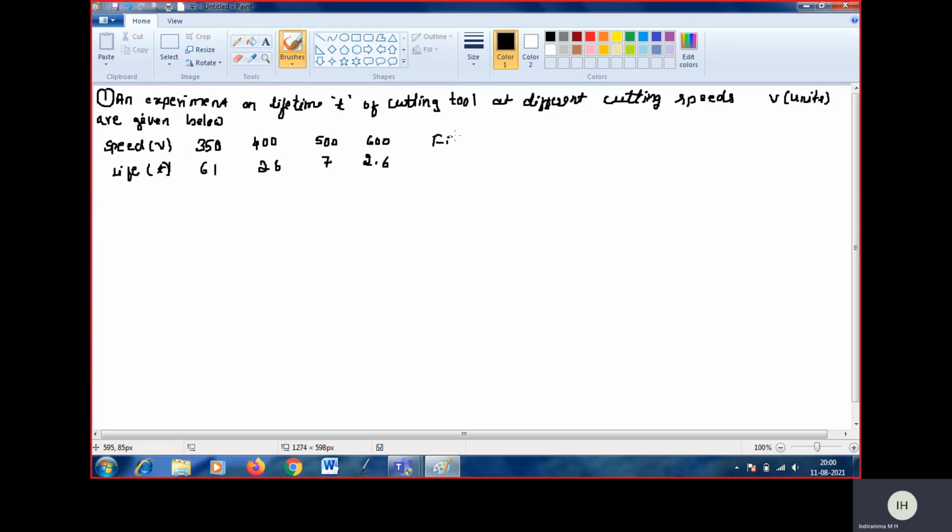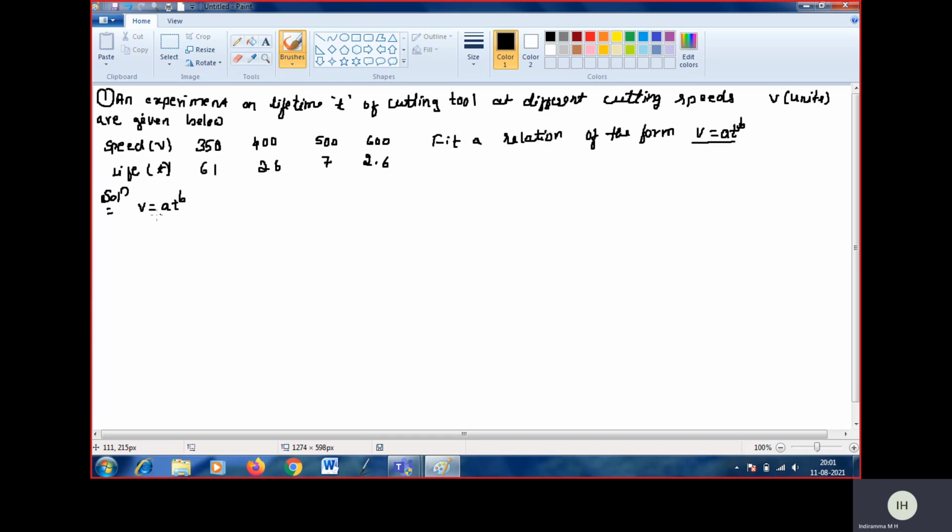Fit a relation of the form V is equal to A into T power B. So this is the given question. So we have to fit a curve in the form of V is equal to A into T power B. Our aim is to find A and B. Okay. So for that now, consider the given curve, that is V is equal to A into T power B.